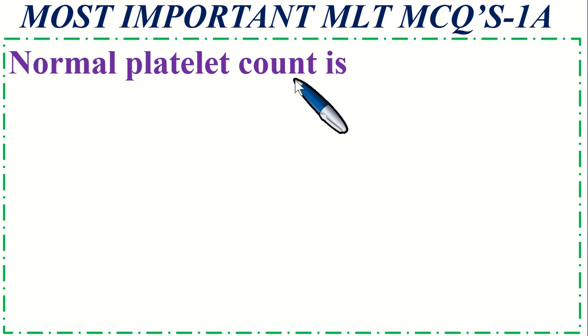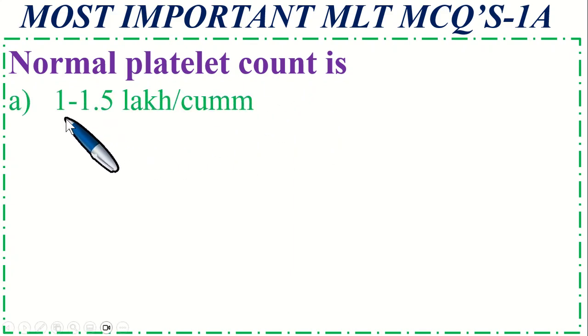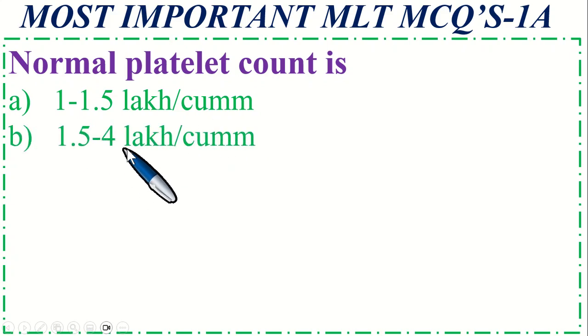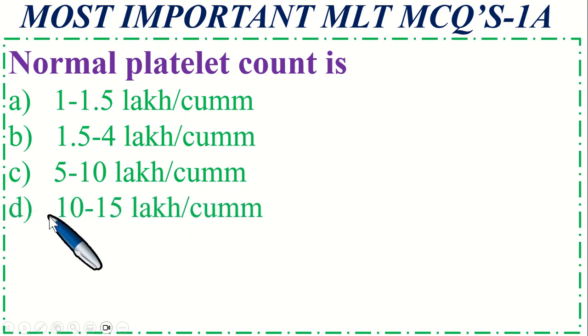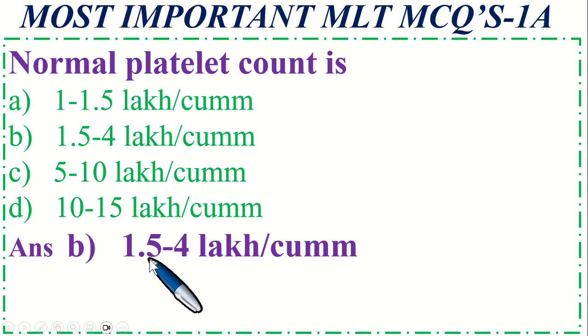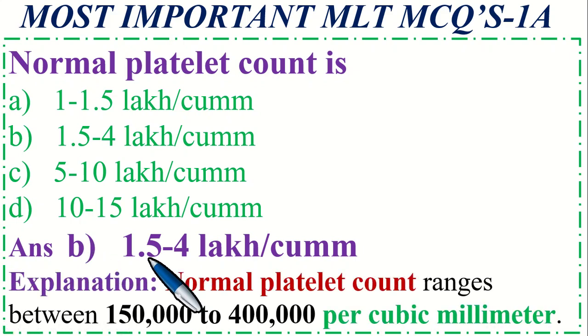The normal platelet count is: option A, 1 to 1.5 lakh per cubic millimeter; option B, 1.5 to 4 lakh per cubic millimeter; option C, 5 to 10 lakh per cubic millimeter; and option D, 10 to 15 lakh per cubic millimeter. So the correct option is B, 1.5 to 4 lakh per cubic millimeter. Explanation: normal platelet count ranges between 1 lakh 50,000 to 4 lakh per cubic millimeter.